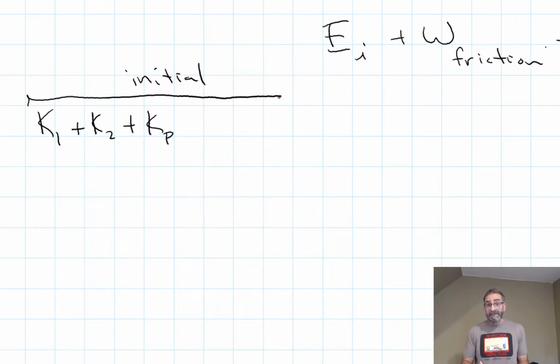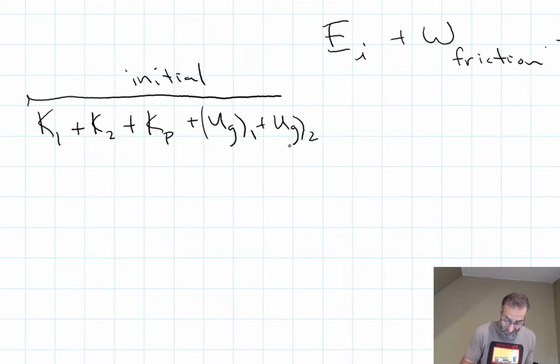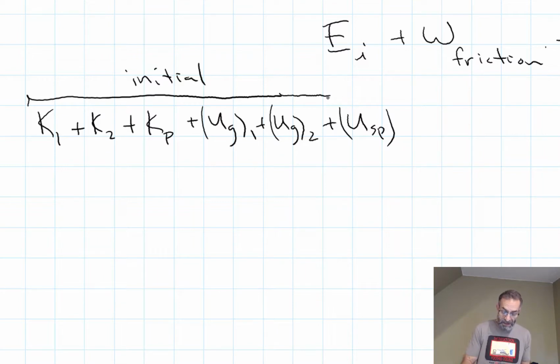Now, mass 1 and mass 2, my boxes, could go up and down. I could have UG1 and UG2 at the initial stage of my problem. The pulley is attached to the earth. It's not going up or down. I don't need a UG pulley. And I have one spring in my system, so I could have energy stored in it, U spring. If I had multiple springs in my system, I would have a U spring 1 and a U spring 2. However many springs I had, I could have a potential energy term for each spring. But I just have one. And that's all my initial mechanical energy, EI.